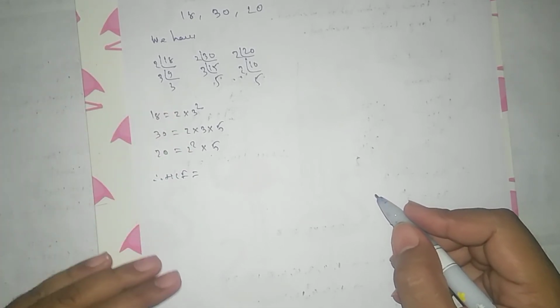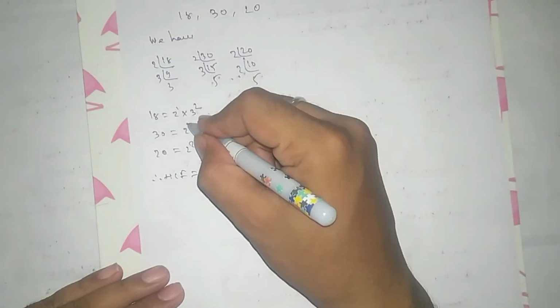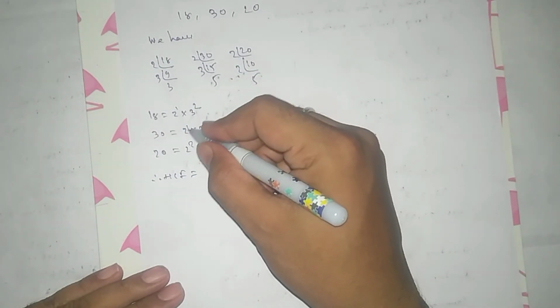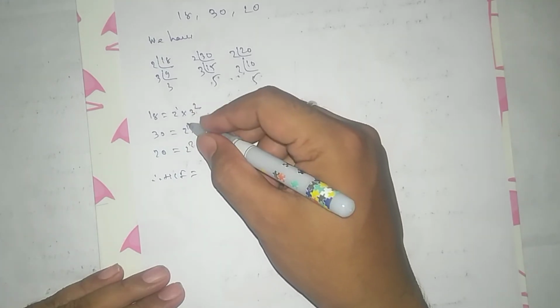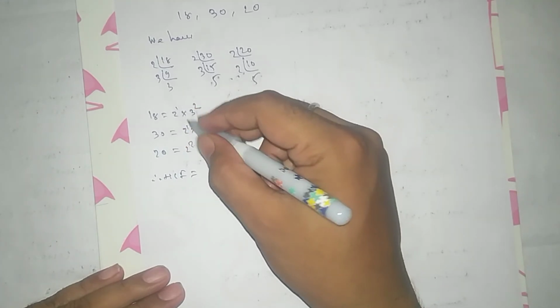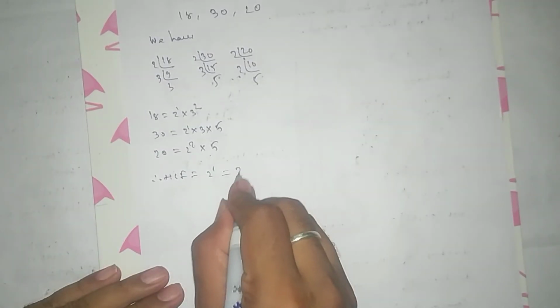Now you need to see which gives the smallest power. If nothing is written, there is a power of 1, so the powers are 1, 2 and 1. The smaller is 1, both are the same here, so you can take any one of them, that means 2. So our HCF is 2 to the power 1, that means 2. HCF is 2.